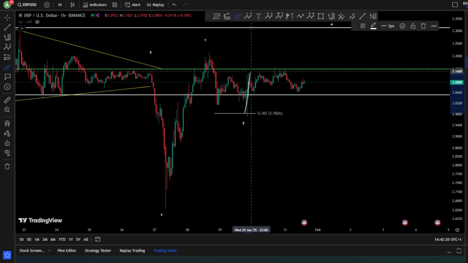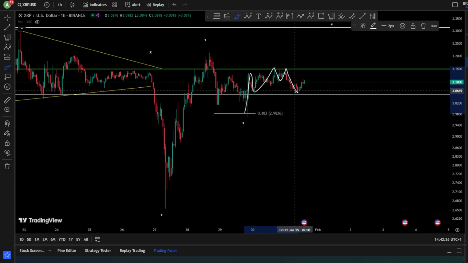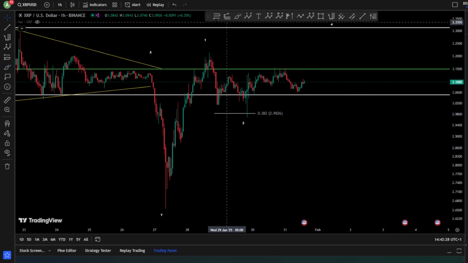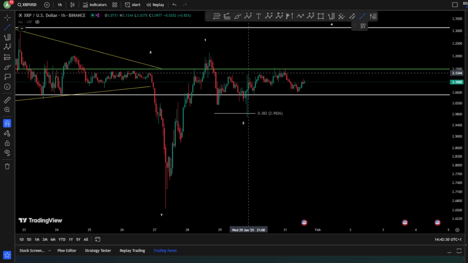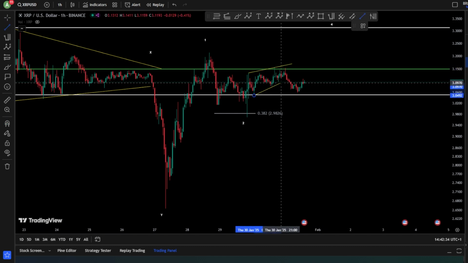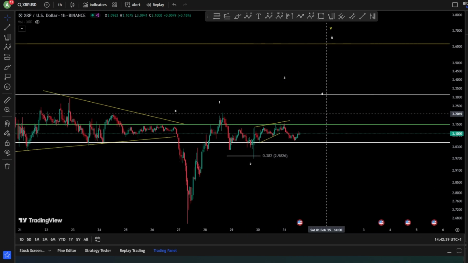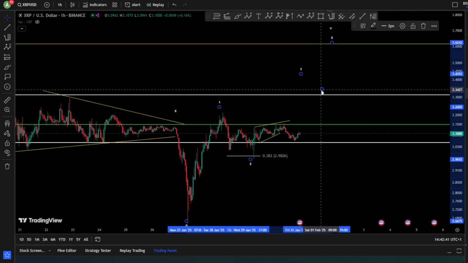As you can see, 1, 2, and then 3, 4, and a 5 as a leading diagonal, ABC for wave 2, and probably you want to move, of course, for higher prices. So I would say this looks like a leading diagonal 1, 2, 3, 4, 5. So we have kind of like a start for a massive wave 3 probably.